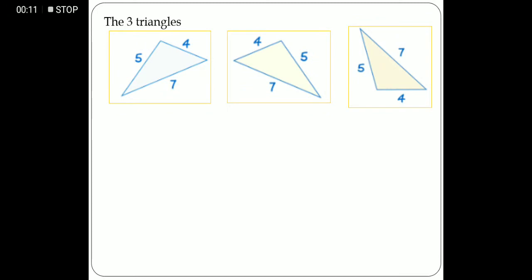If we look well at these three triangles, in the first one we have the measure of the length of the first triangle 4, 5, 7. In the second triangle, the three sides measure 4 centimeters, 5 centimeters, 7 centimeters. And also the third one with the same measurement 4, 5, 7, even if they don't have the same direction. All of these triangles have the same measure of sides, then we call them congruent triangles.